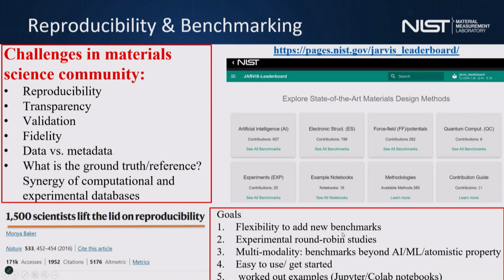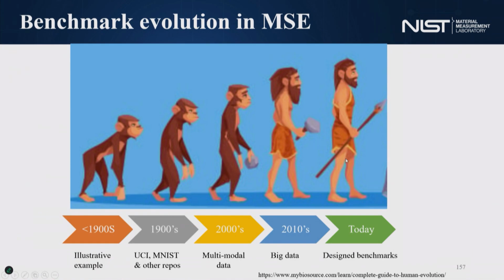And in terms of experiments, what I mean by reproducibility is round robin experiment, which is you take a sample, measure different labs and calculate the error or something, right? And it's fairly easy to use.